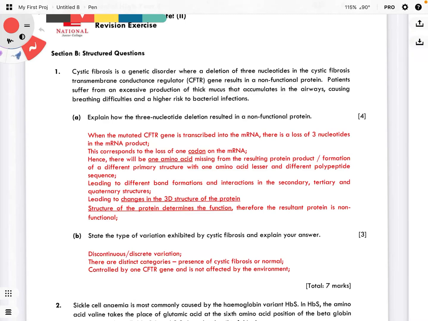Hi everyone, in this video I will be going through the structured questions for genetic expression and mutations revision. The first structured question gives you a real scenario. Cystic fibrosis is an actual genetic disorder caused by the deletion of 3 nucleotides, and it results in a non-functional protein. I hope by now that when you see changes in the nucleotide sequence, you can immediately relate it to why a protein function may be affected.